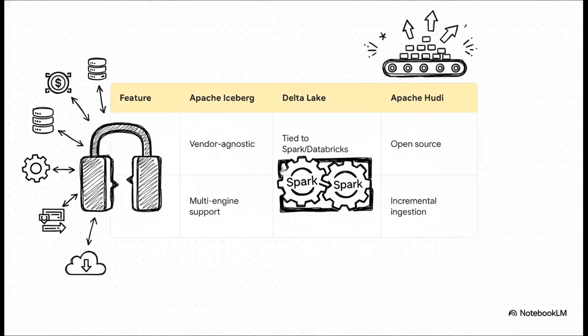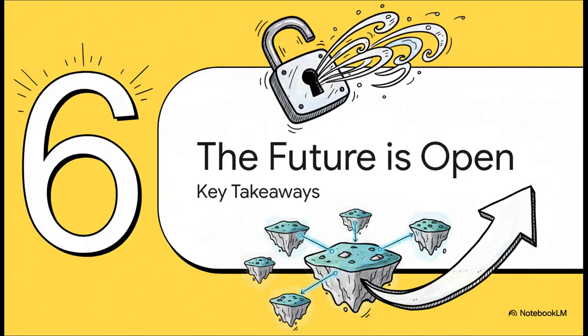Now, to be fair, Iceberg isn't the only game in town. You've got competitors like Delta Lake, which has super deep integration but is often pretty tied to the Spark and Databricks ecosystem. And then there's Apache Hudi, which really shines at specialized things like incremental data ingestion. Iceberg's whole philosophy, though, is to be a truly open, vendor-agnostic standard. Its main strength is making sure that lots of different engines can all play nicely in the same sandbox without messing things up.